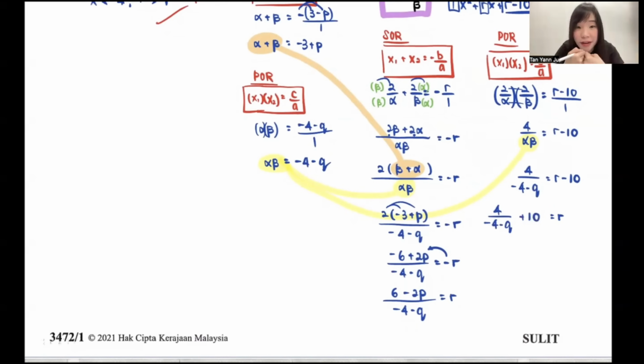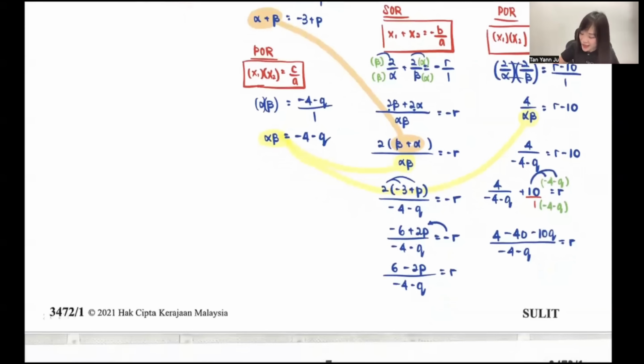Correct? Again, how do you combine the fraction? Make them same denominator. So guys, this 10, nothing at the bottom, you should know is over 1. So this denominator is 1. This denominator is negative 4 minus Q. Isn't it that the denominator is different? Make them the same. How do you make them the same? You times negative 4 minus Q, then the top also you times negative 4 minus Q. Saw it? Just try to make them the same so you can write them together in 1. Okay? So 4 here. 10 times negative 4, negative 40. 10 times negative Q, negative 10Q. Can I combine? 4 minus 40, negative 36, minus 10Q over negative 4 minus Q equals to R.